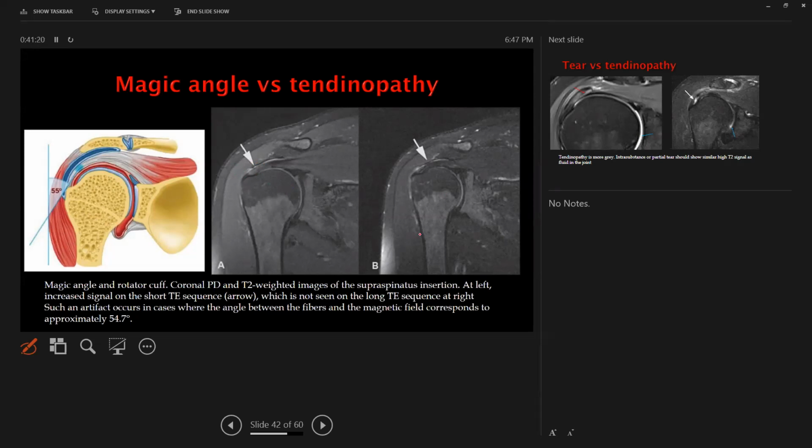How do you deal with it? You look at the corresponding T2 sagittal image and any other T2 images available, and if the high signal in the tendon corresponds to high signal in the T2 also, then it is tendinopathy. Otherwise, it can be safely said that this is magic angle related, not a real abnormality. So always look at T2 images instead of PD. You rely on T2 images for diagnosing tendinopathy.